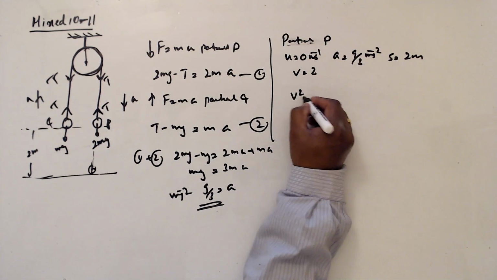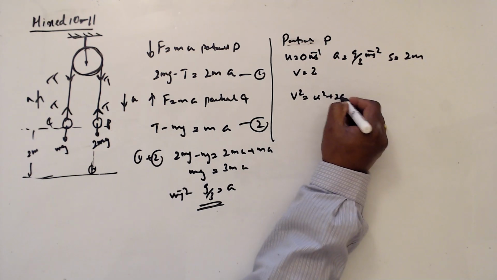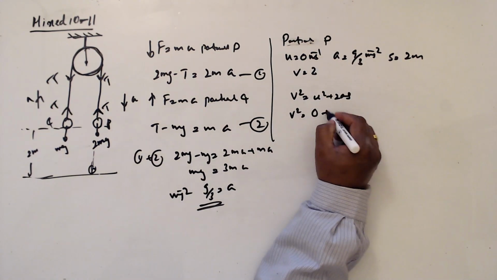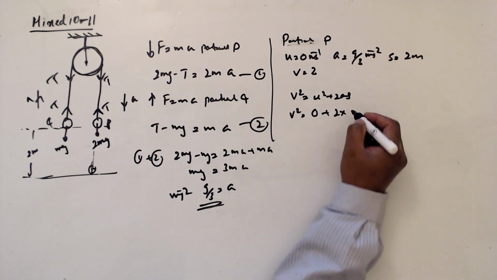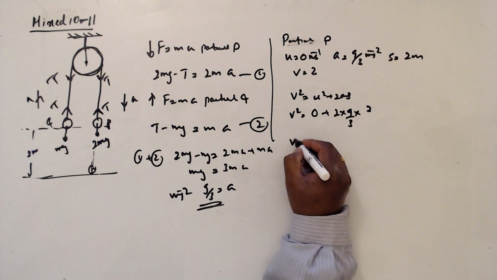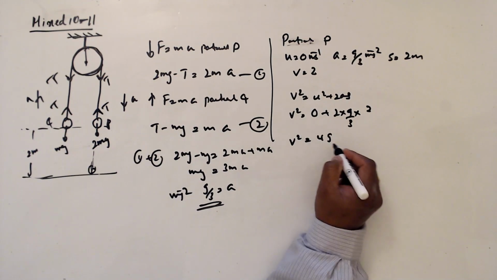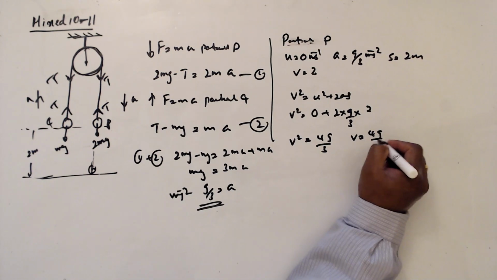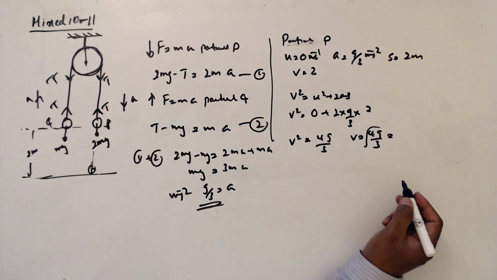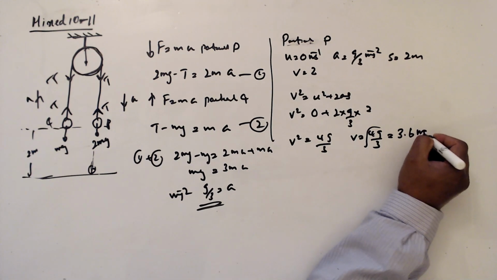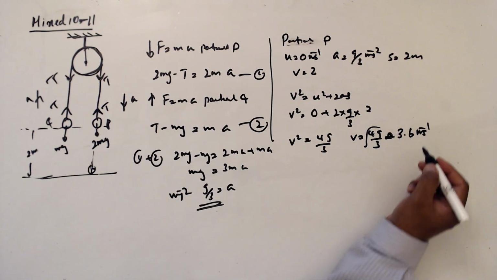So v² equals u² plus 2as. v² equals 0 plus 2 times a, which is g over 3, times s, which is 2. So v² is 4g over 3, so v is the square root of 4g over 3. So this value is approximately 3.6 m/s.